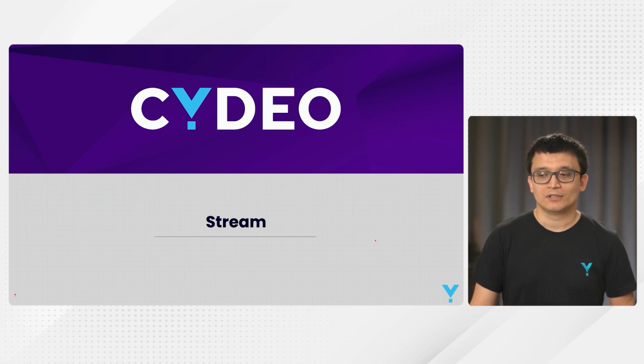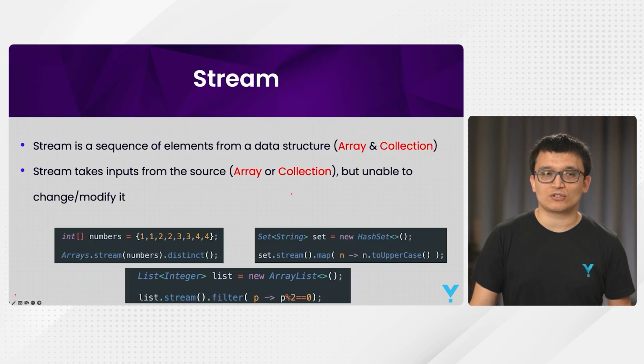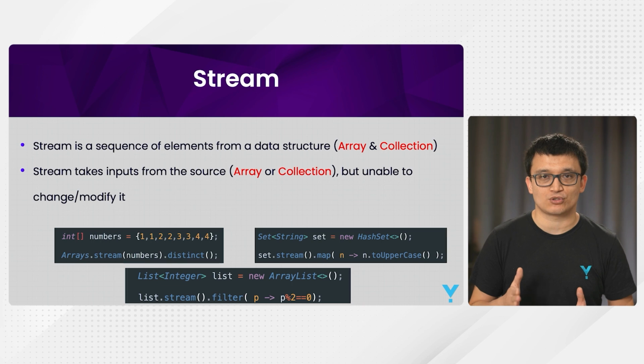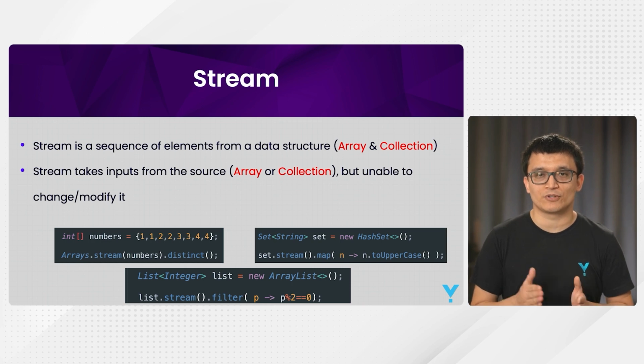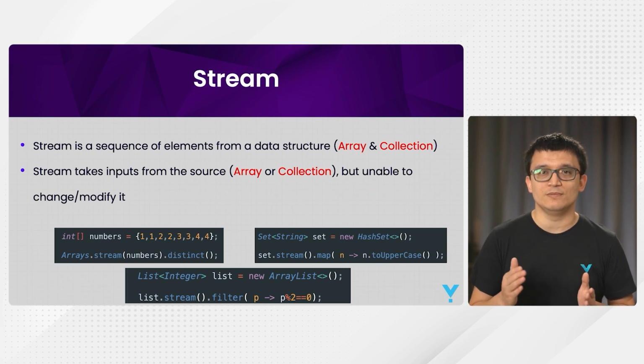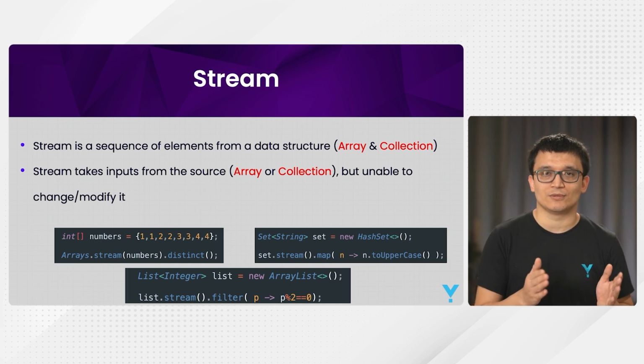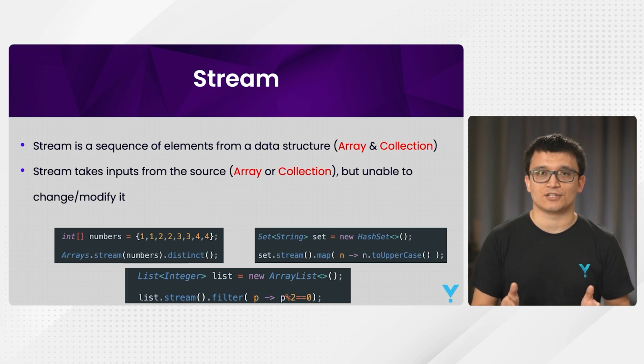The thing we need to know about the stream is that the stream itself is not a data structure. We cannot treat it as a data structure. It is a sequence of elements from the source, and the source can be an array or collection. Every time a stream instance is created from the source, it takes inputs from that source. For example, if you create it from an array or collection, it takes the elements of the array or collection.